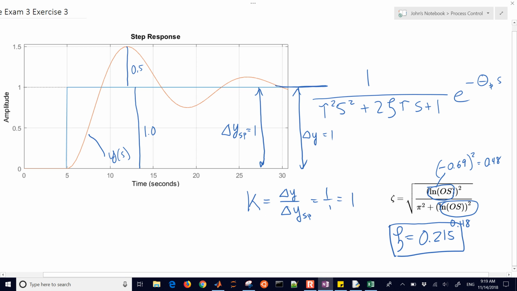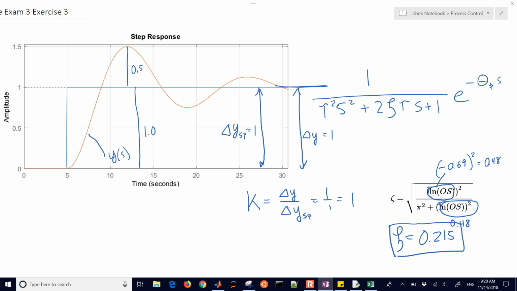Okay, there's my damping factor, and this should be less than 1 for anything that oscillates. For an underdamped system, you should have zeta between 0 and 1, and if it's equal to 1, it's critically damped, and if it's greater than 1, then it's going to be an overdamped system.